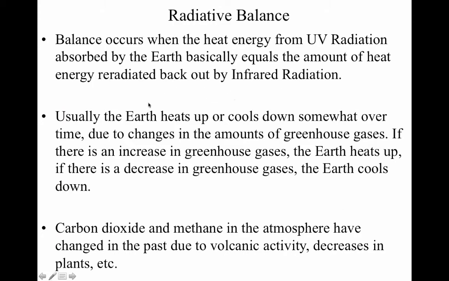All right, so back to talking about the interaction between the sun and the radiation that we receive from the sun, plus what the Earth re-emits. They call it the radiative balance. So the balance occurs when the heat energy from the UV radiation and visible light absorbed by the Earth basically equals the amount of heat re-radiated back by infrared radiation.